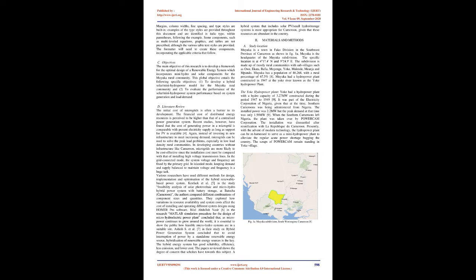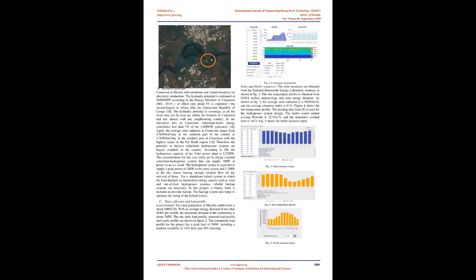The main objective of this research is to develop a framework for the optimal design of a renewable energy system which incorporates many hydro and solar components for the Muyuka rural community. This global objective entails the following specific objectives: 1.